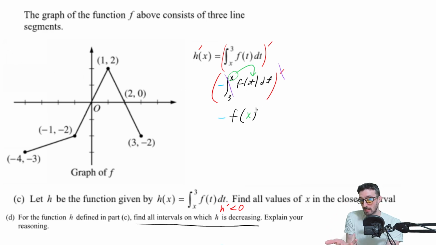But that's it. That is all you have to do. You don't put the dt anymore. It's just negative f of x equals h prime of x. And we want it to be less than 0.